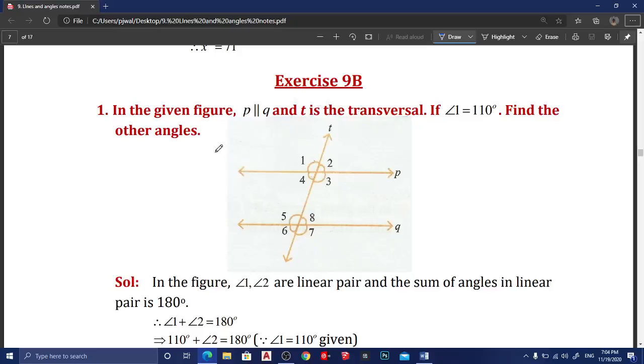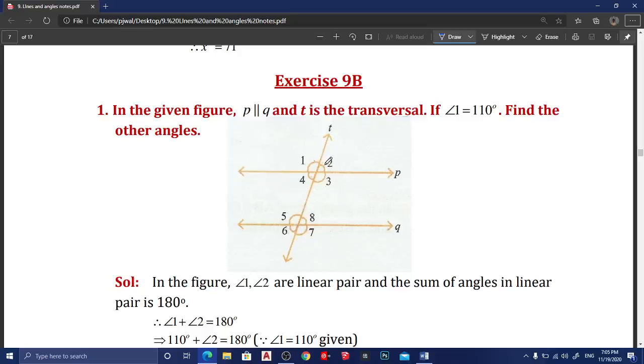exercise 9b. Okay. So now in the given figure, P is parallel to Q and T is the transversal. If angle 1 is equal to 110 degrees, find other angles in this figure. Here this is line P, this is line Q. These two are given as parallel. Already it is given as these two lines are parallel. Now T is the transversal.